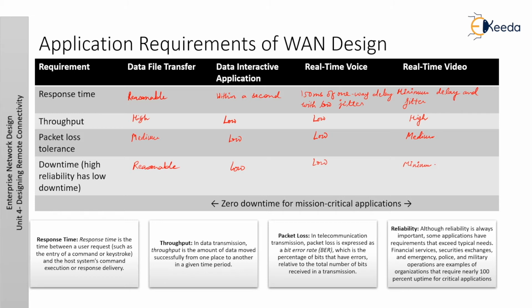Now come to application requirement of the WAN design. What are the different requirements related with application? Just as the application requirements drive the enterprise campus design, they also affect the enterprise edge WAN design. Application availability is the key user requirement. The chief components of application availability are response time, throughput, packet loss tolerance, and downtime. So these are the requirements.